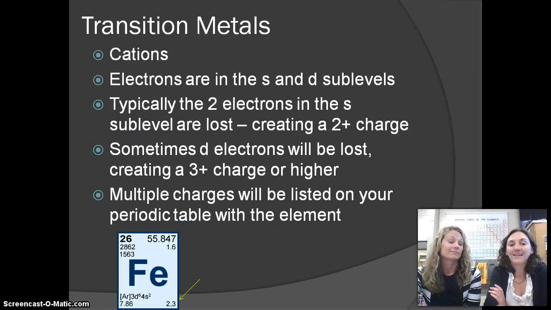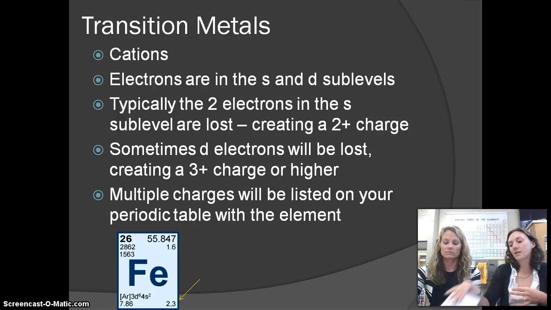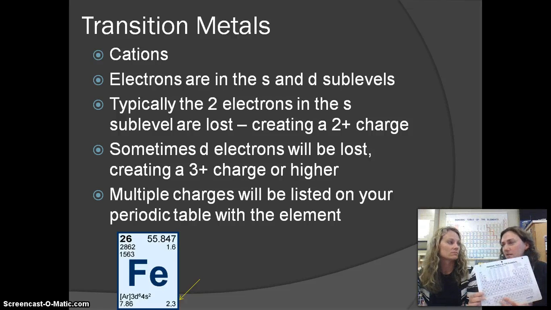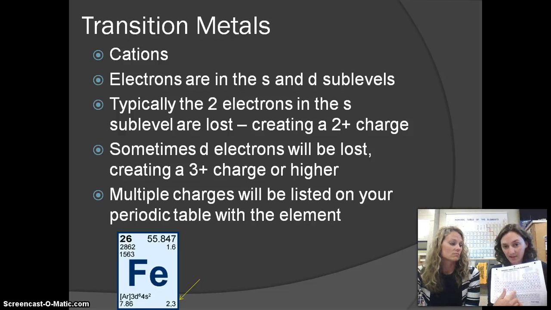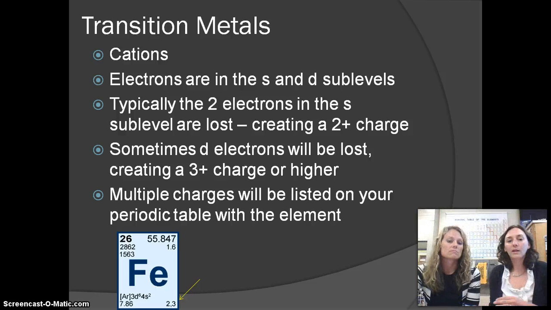Transition metals, so these guys in the middle, they are going to form cations, and these electrons, we've talked about it in chapters 5 and 6, I think. So this is your S block, your transition elements are here. They are going to have your S's and your D's for their sublevels. If you get down here, you may have F in there too. But for the most part, when you have an S and a D sublevel, the electrons you're going to lose are the ones in the S level, and that will create a 2+ charge. If you lose any that are in the D, you're going to have a 3 or higher charge.